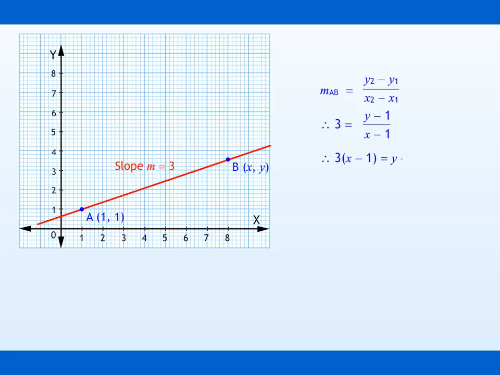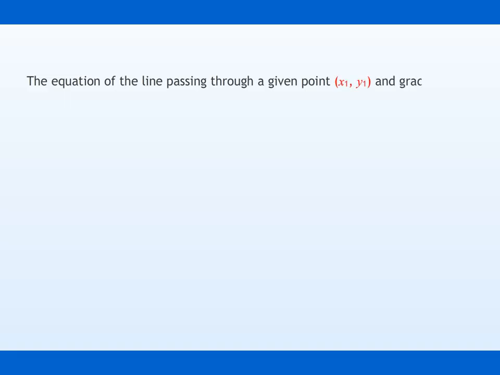Therefore, 3 into (x minus 1) is equal to y minus 1. Therefore, 3x minus 3 is equal to y minus 1. Therefore, 3x minus y is equal to 2. This is the equation of all the points on the line. The equation of the line passing through a given point (x1, y1) and gradient m is m equal to (y minus y1) upon (x minus x1), or y minus y1 is equal to m into (x minus x1).